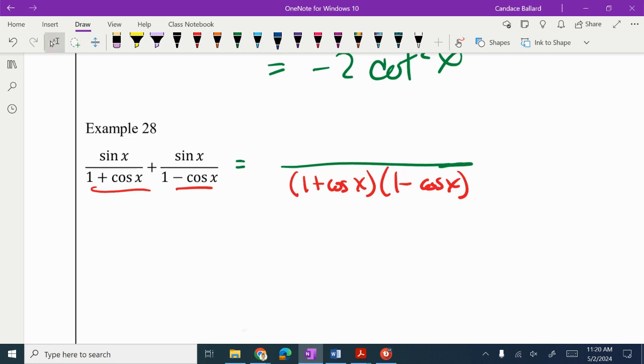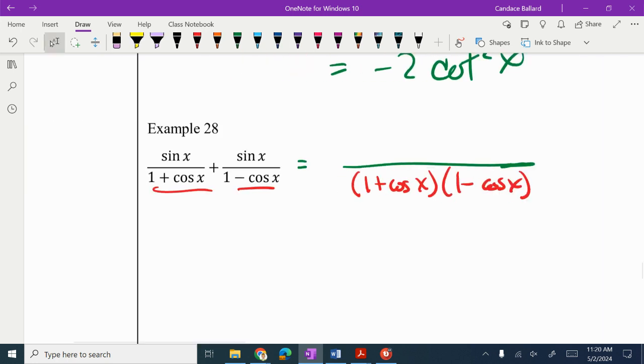Okay, we're looking for missing things, right? So I'm looking at this and I'm comparing it to this. What's missing? Yep, so we're going to multiply by 1 minus cosine x. What's instinct tell you to do with this? Distribute. Okay, it's not quite a FOIL because it's a monomial times a binomial, but same idea, right? Distribute and FOIL are really the same thing.